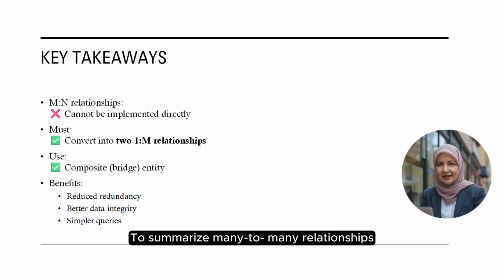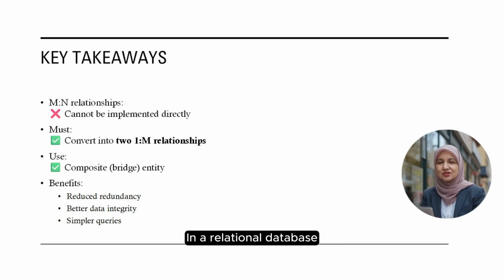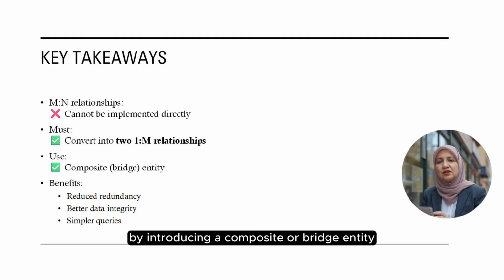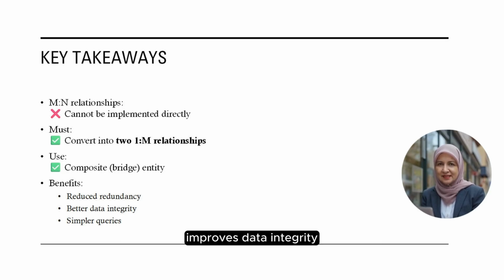To summarize, many-to-many relationships cannot be implemented directly in a relational database. Instead, we convert them into two one-to-many relationships by introducing a composite or bridge entity. This approach helps reduce data redundancy, improves data integrity, and makes queries simpler and more efficient.